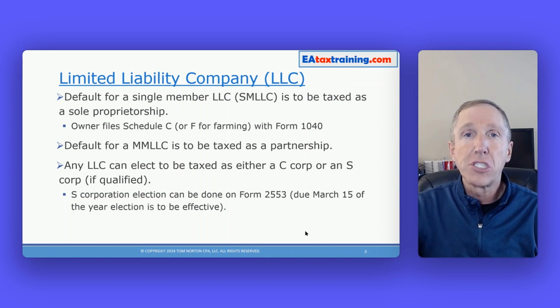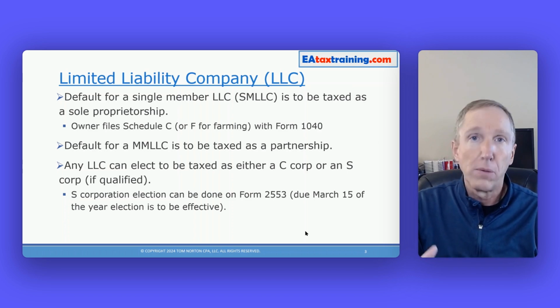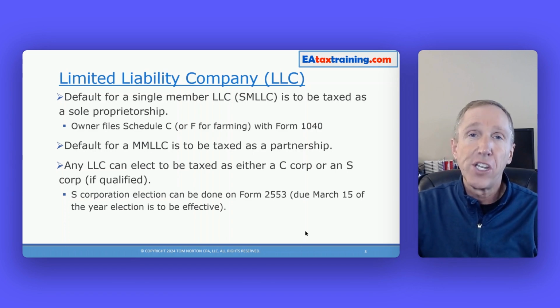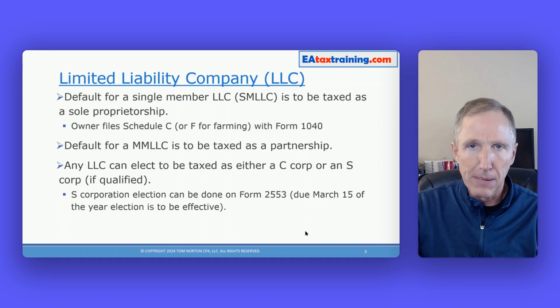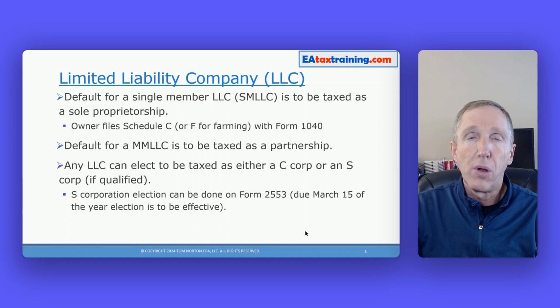If you have a multi-member LLC, then the default is for that to be taxed as a partnership. So that's if you have two, three, four, or more owners. And for a partnership, there is a separate tax return called a Form 1065, partnership income tax return. But for this video, we're going to focus on the single member LLC because that's usually where this question comes up about whether or not to make the S Corp election, even though the same principles would apply for a partnership.